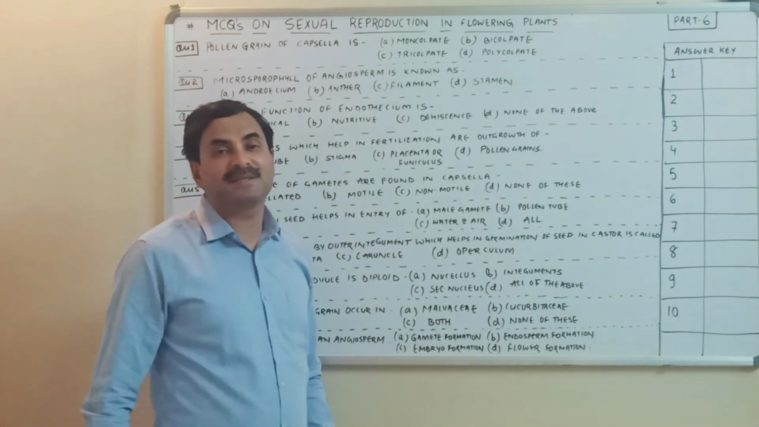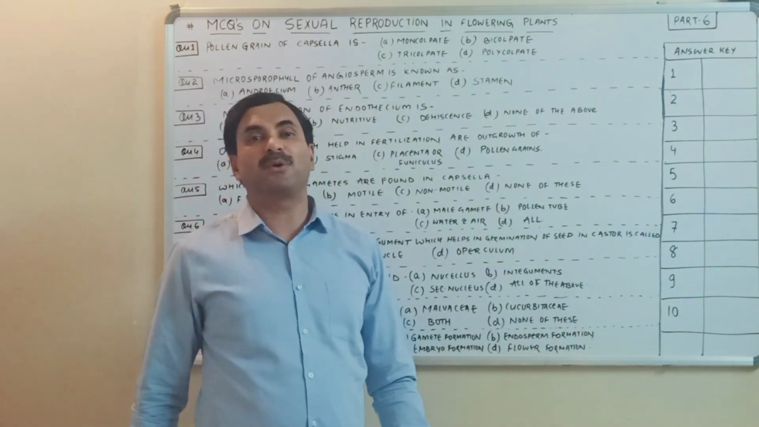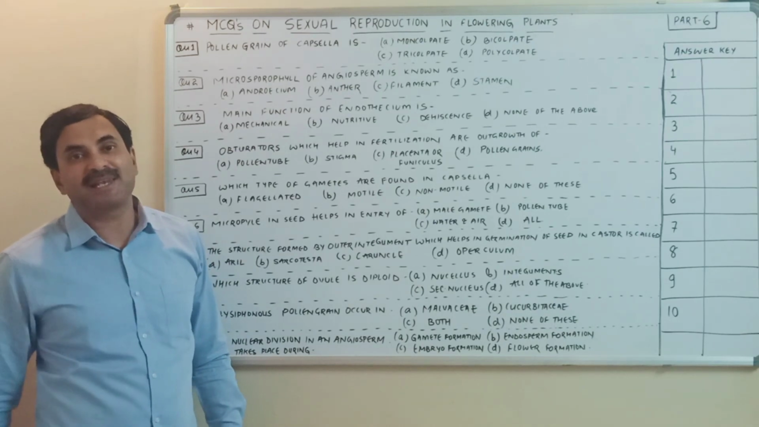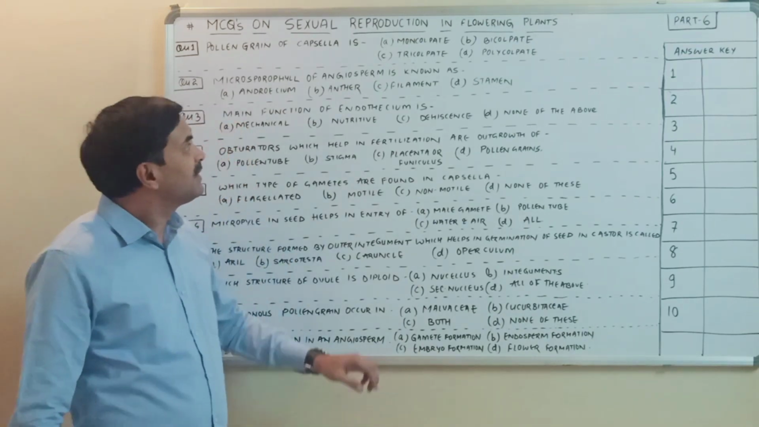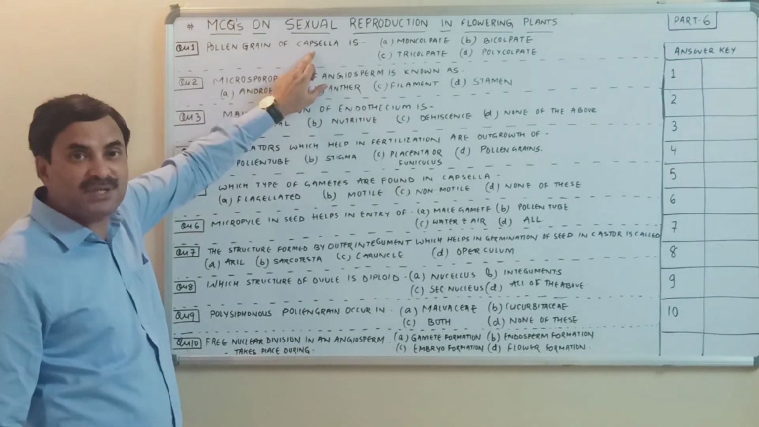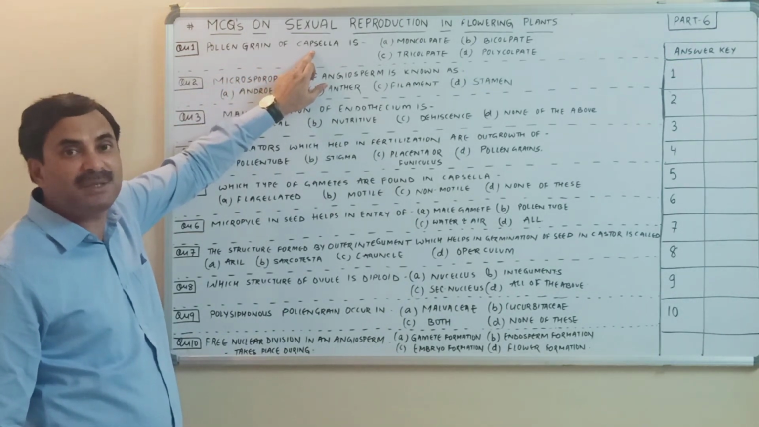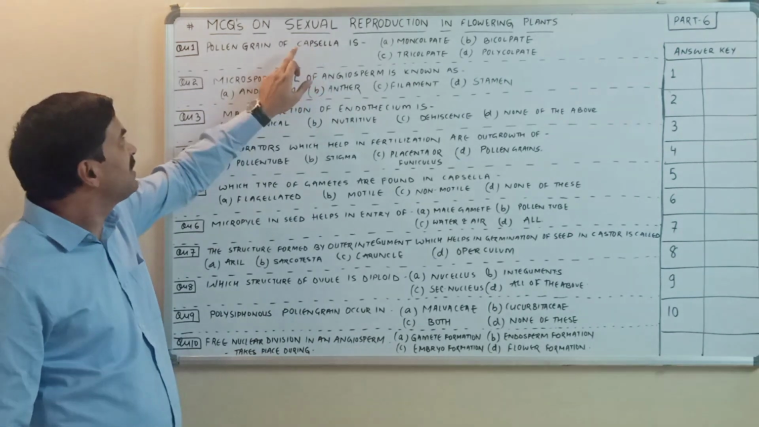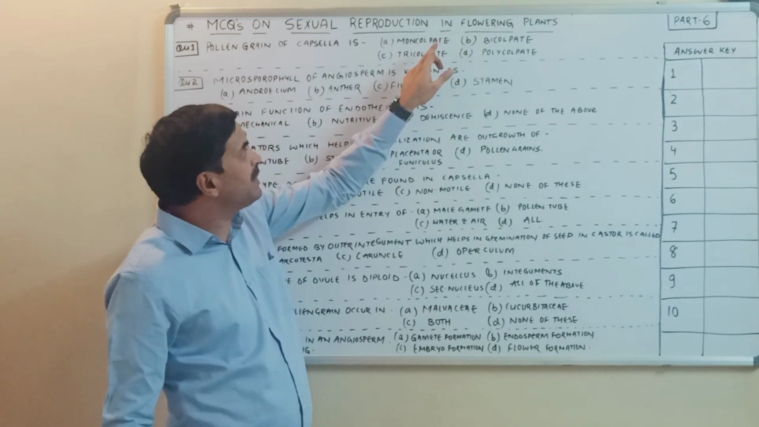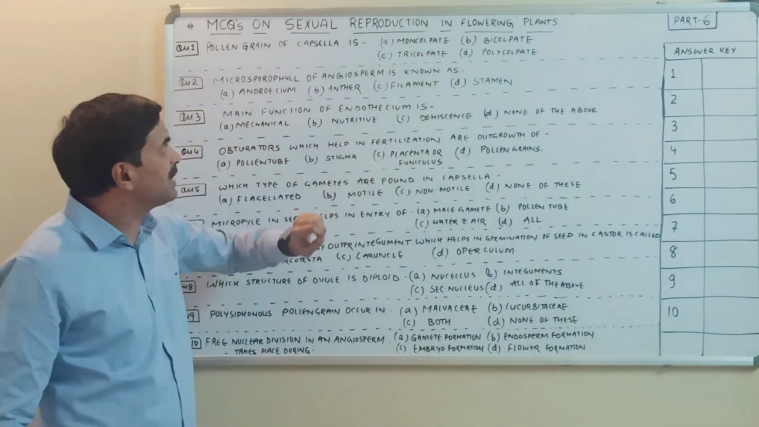Today we will discuss some important MCQs on the sexual reproduction in the flowering plants, or we can say it as life cycle of the angiosperms. The very first question is pollen grain of Capsella is. First of all, you must know that Capsella is a typical angiosperm. So pollen grain of Capsella is monocolpate, bicolpate, tricolpate or polycolpate.